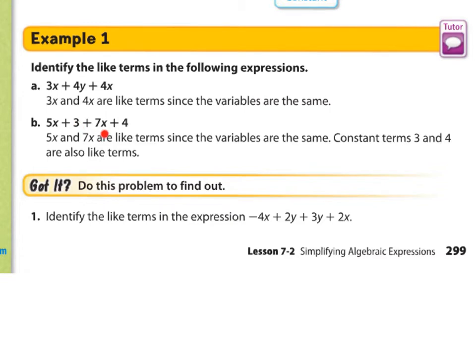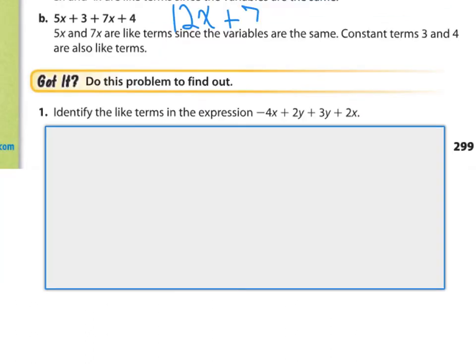And 3 and 4 are constants, and we can simply add those two together. So to simplify this one, we would have 5x plus 7x is 12x, plus 3 and 4 is 7. So in simpler terms, and this is what we're working towards, we would have 12x plus 7. Now we're not being asked to simplify yet, we're simply being asked to identify. So go ahead, look at this expression and identify your like terms. Pause now, try it, and then play for the answer.